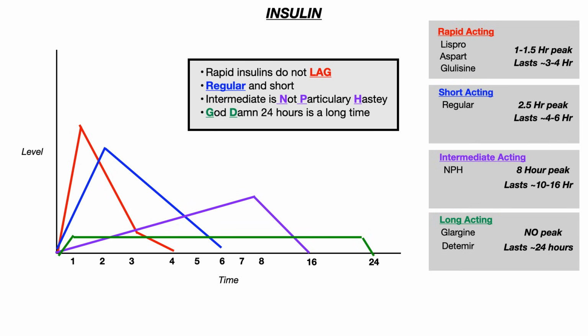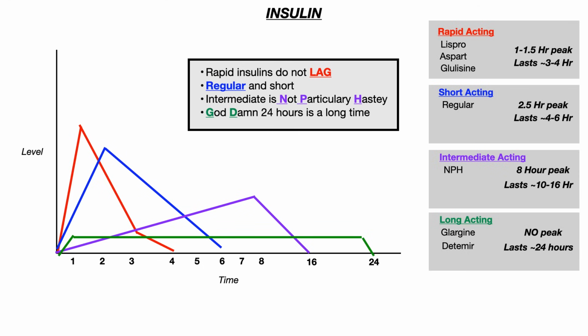The second mnemonic is regular and short. So to remember that regular insulin is in the category of short-acting insulin, just remember the mnemonic regular and short. The third one is that intermediate insulins are not particularly hasty. NPH, not particularly hasty. The insulin's name is literally NPH. So just remember that intermediate is not particularly hasty, which of course means that it's not too fast acting.